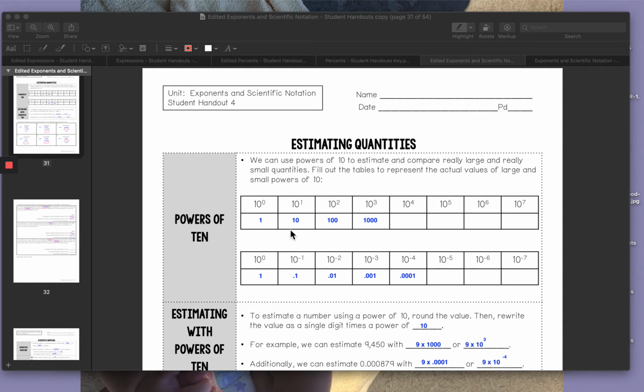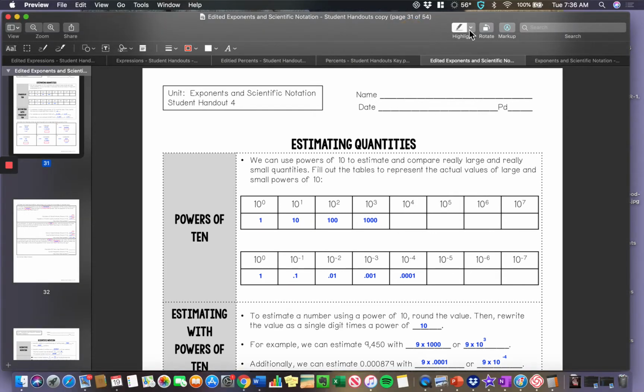power is 1. And then we have 10 to the first, which is 10, 10 to the second, which is 100, and 10 to the third, which is 1,000. And you can see a little pattern here that when I had 10 to the first, I added a 0, and 10 to the second, I added 2 zeros, and 10 to the third, I added 3 zeros. So your job is going to be to fill in the rest of these boxes right here. So I want to know what 10 to the fourth is, 10 to the fifth is, 10 to the sixth, and 10 to the seventh.